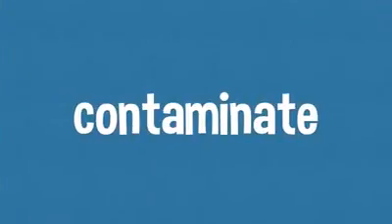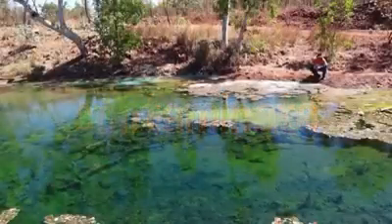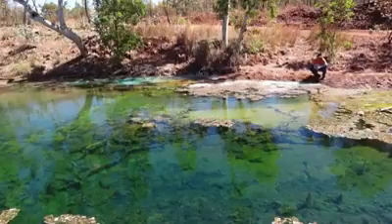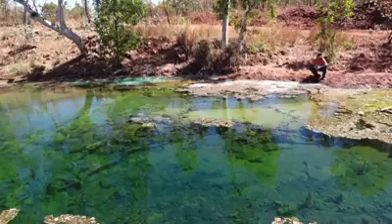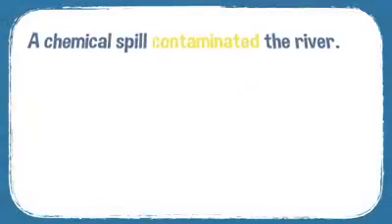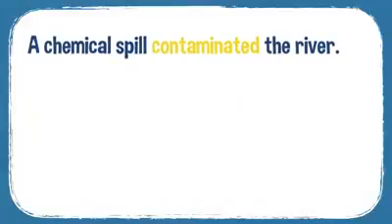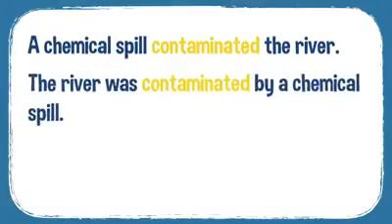Your next word is contaminate. Now, if something is contaminated, it becomes dirty or harmful. So this water is contaminated, maybe with chemicals from a factory. And things can be contaminated by oil, dirt, chemicals, radiation. So, for example, a chemical spill contaminated the river. The river was contaminated by a chemical spill. So the second sentence is the passive form of the first sentence.